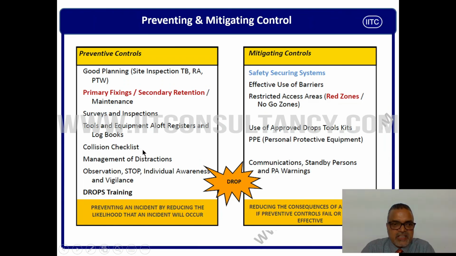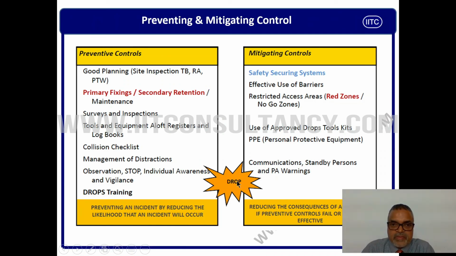Collision checklist should be there. Management of change should be there. Observation, stop, individual awareness and vigilance plan must be there. And drop object training must be there. It is compulsory. Preventing an incident by reducing the likelihood that an incident will occur.